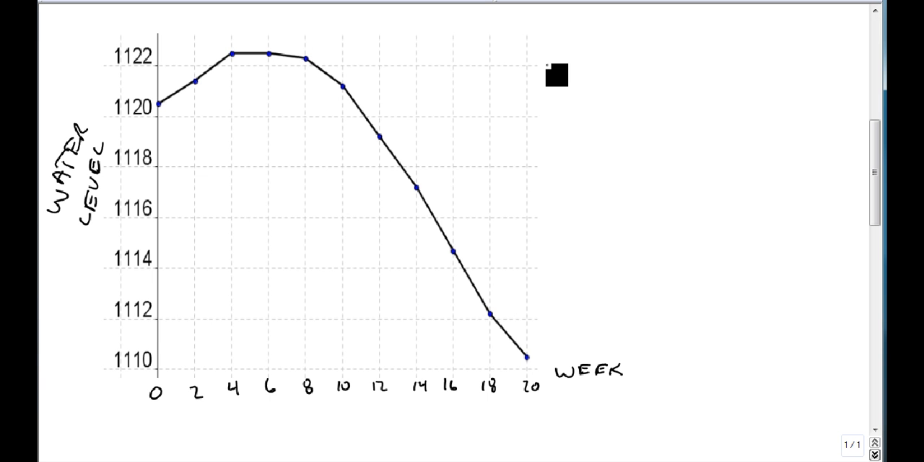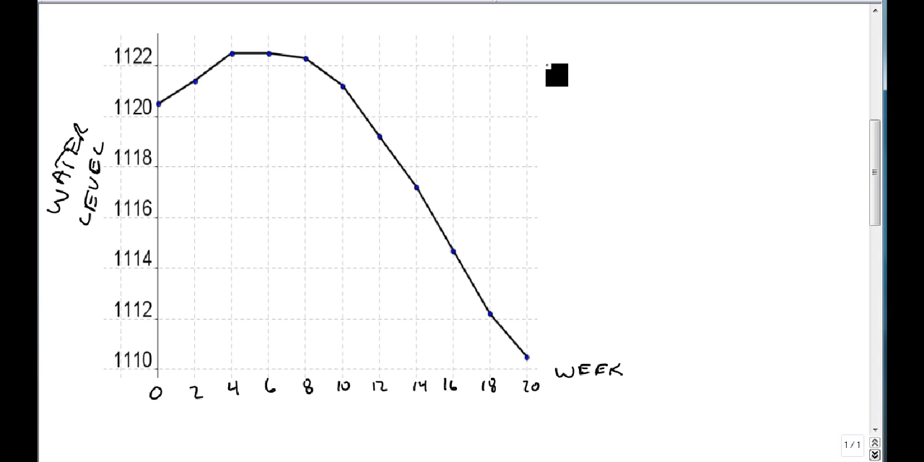We are now going to gather data from a graph. This is where we take a graph of connected data points and use that to figure out something about the problem. Our example is that we're going to look at the water levels found at Lake Mead. And here's a graph.